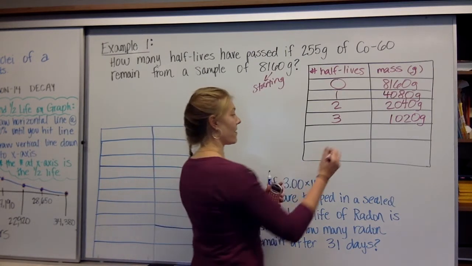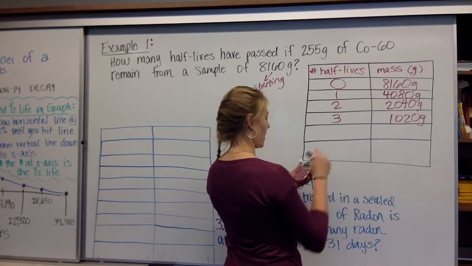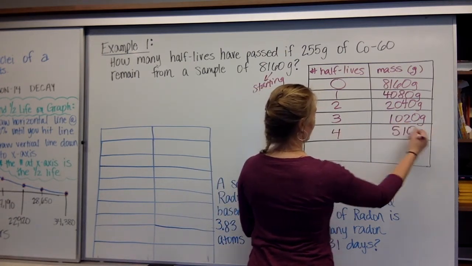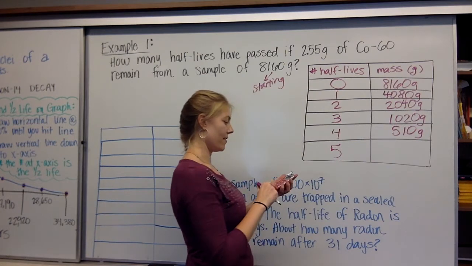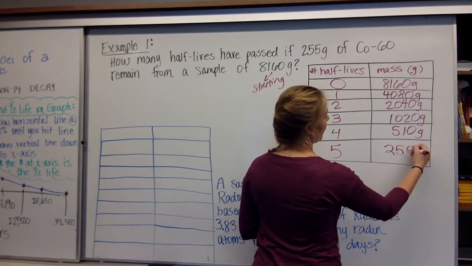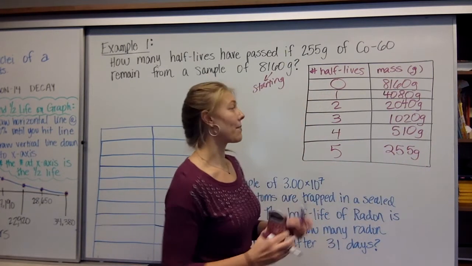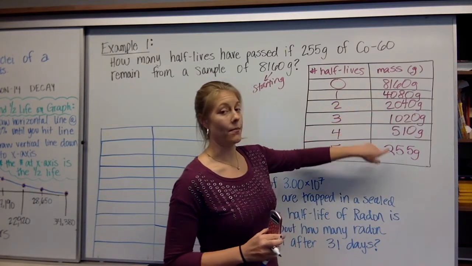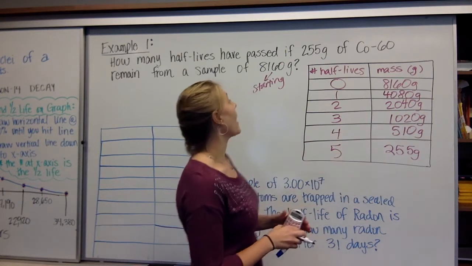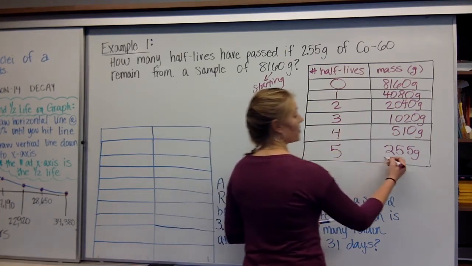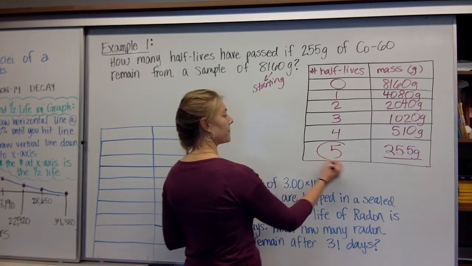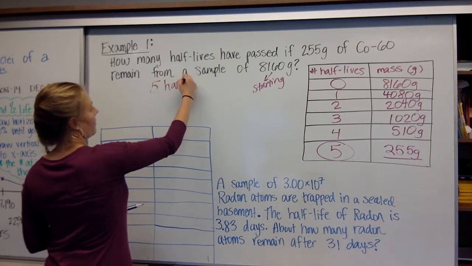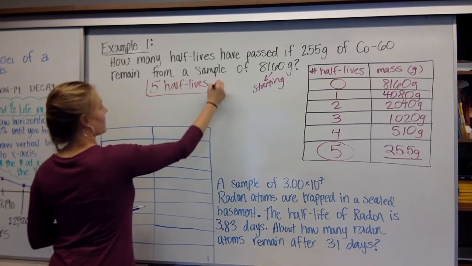After four half-lives, I have 510 grams. After five half-lives, I have 255 grams. All that's happening here is each time my mass is decreasing by half, okay? So, how many half-lives have passed? If 255 grams remain, 5 half-lives have passed. 5 half-lives. That would be my answer.